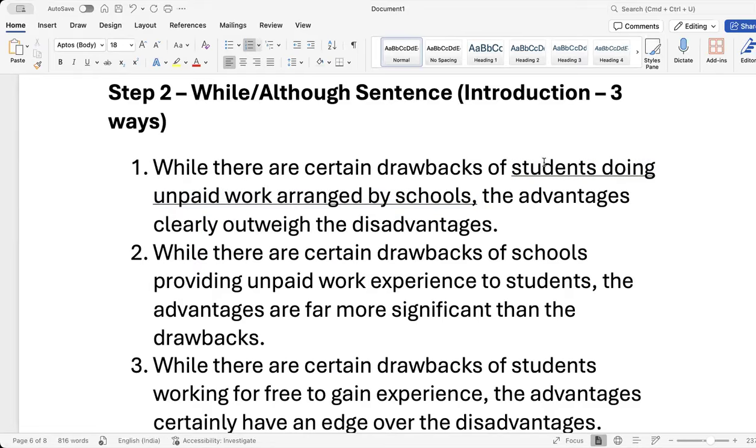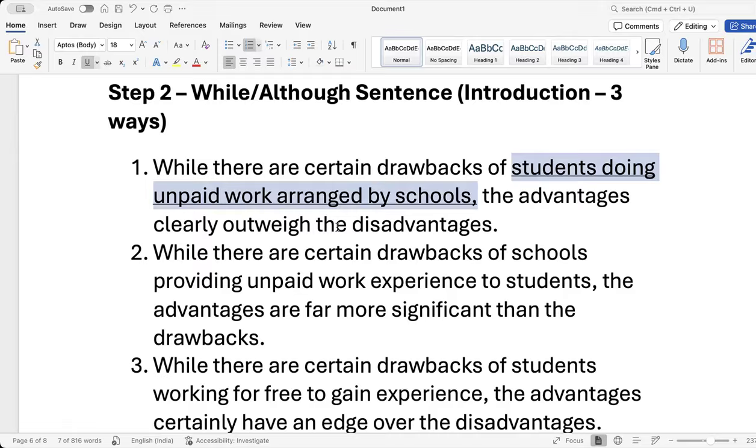Here, I want to tell you a basic mistake that students make. Students don't write doing, they write do. Don't make it do. Your main verb is are. This is not a verb. You have to make it the gerund form. Like you have to convert it. So students doing, the gerund form. This should be doing because this is not a verb. I'm saying there are certain drawbacks of this topic. I have to make it like a topic. It should not be a sentence. So students doing unpaid work arranged by schools, the topic.